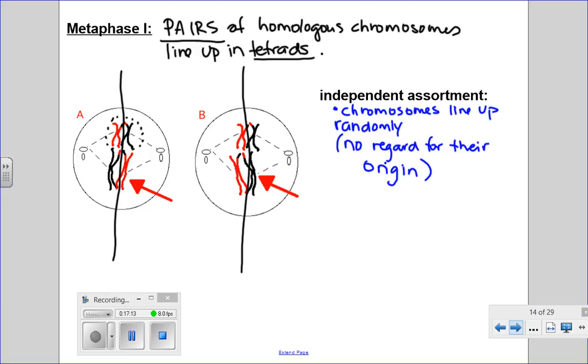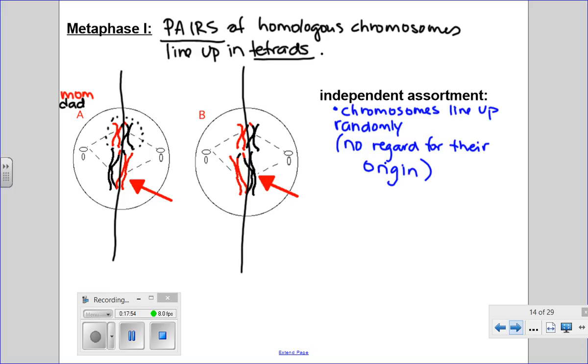Let's say that on this picture, the chromosomes that are colored red come from mom, and the chromosomes that are colored black come from dad. When we say independent assortment, we mean that the chromosomes that you got from your mother do not all have to be on the same side of the equator. In version A, you'll see there's one red one on the left, one black one on the right, and then a black one on the left, a red one on the right. And in version B, both red ones are on the left, both black ones are on the right. Either of those is possible.